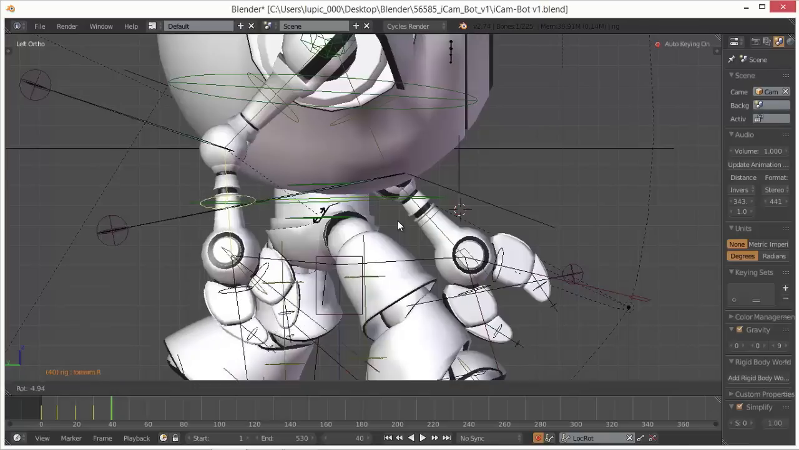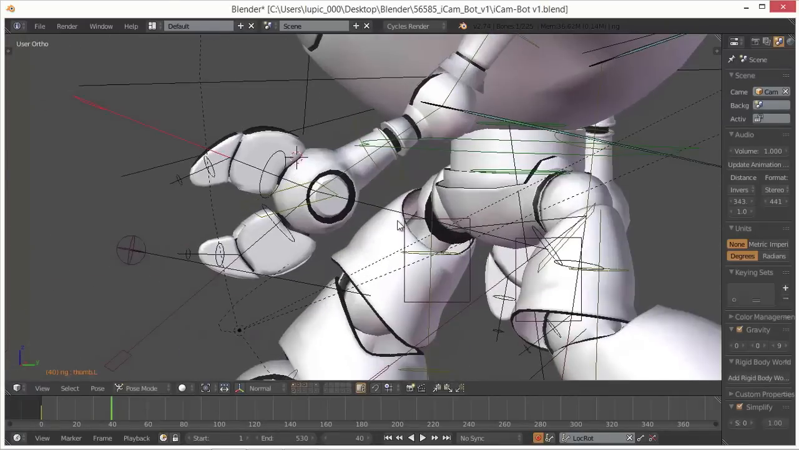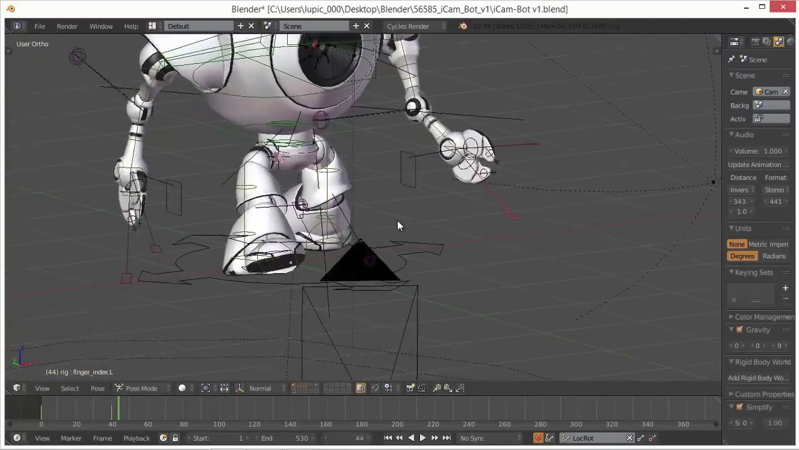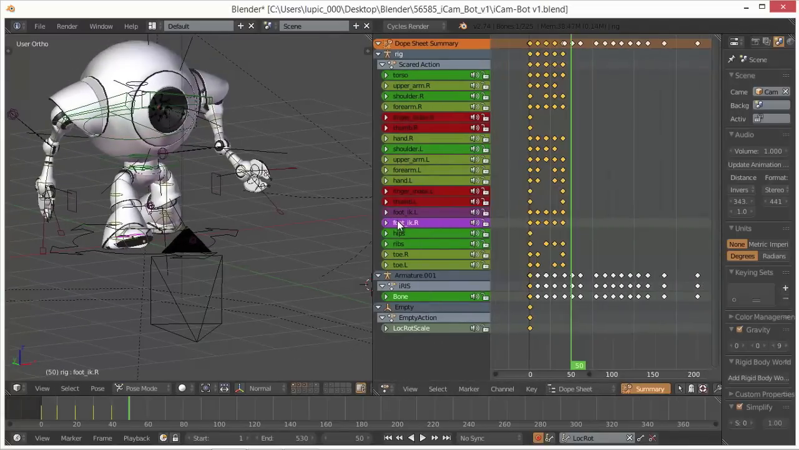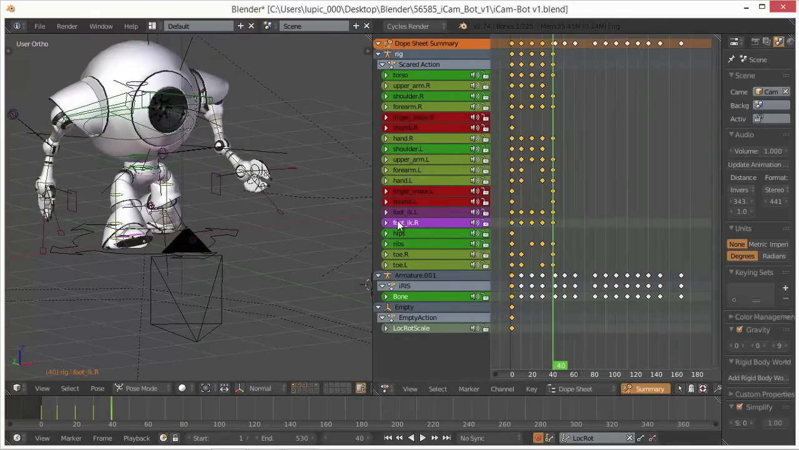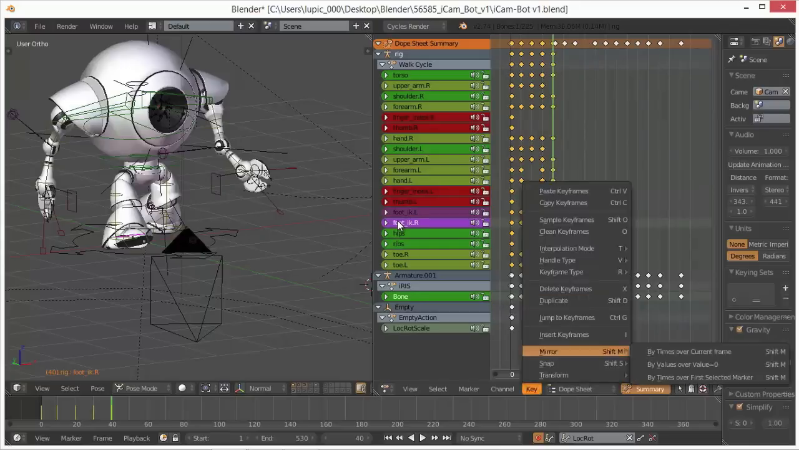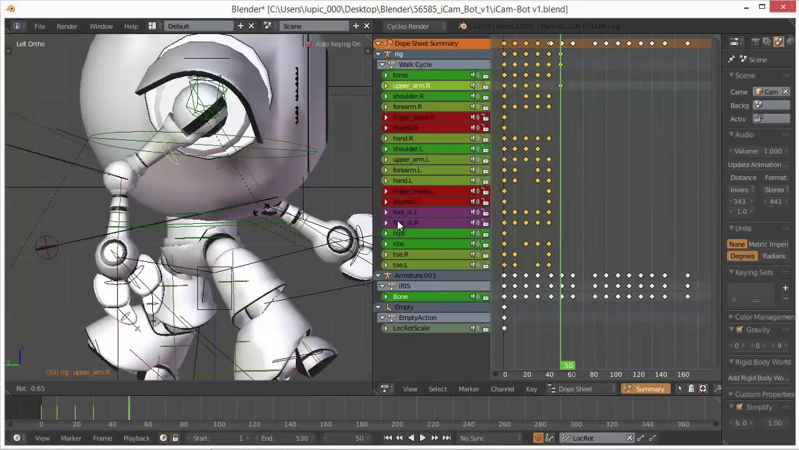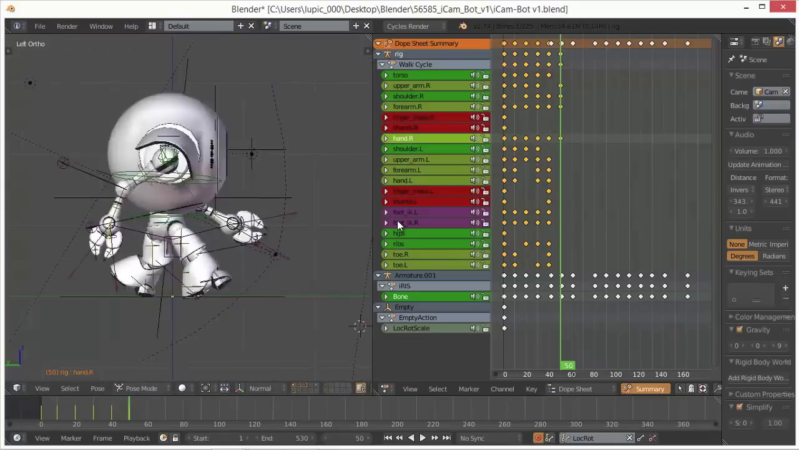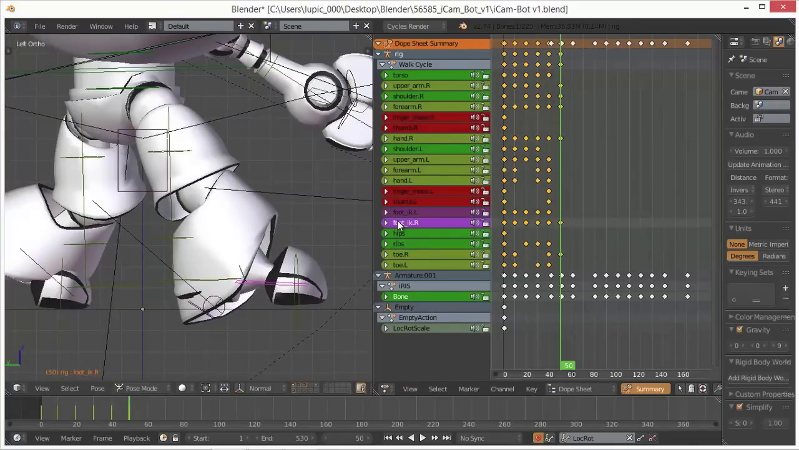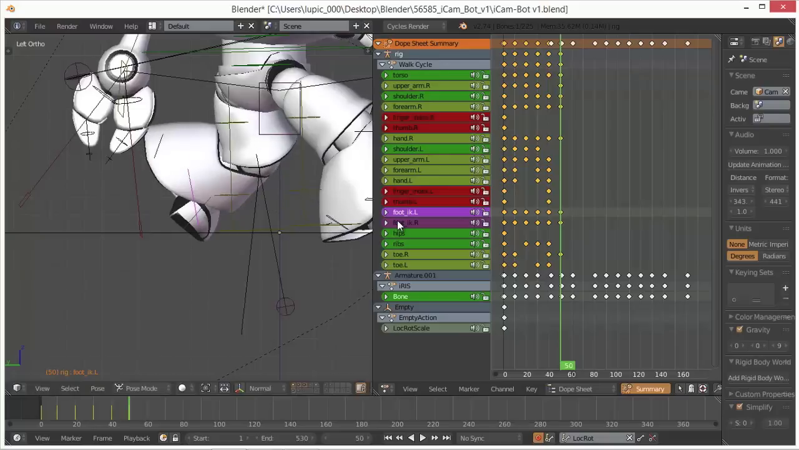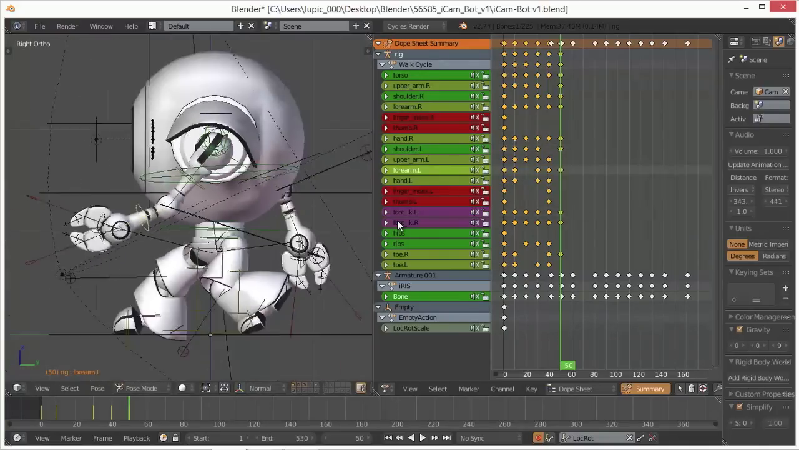Other examples of secondary action within this walk would also be within the arms. As the shoulders rotate opposite to the hips, this is called counter pose. Then the upper arm follows just behind the shoulder, and the forearm swings slightly after the upper arm. You could even take this one step farther and have the hand follow behind the forearm. Remember, there is a quote within the wonderful world of animation that says, "Animation is all about timing."